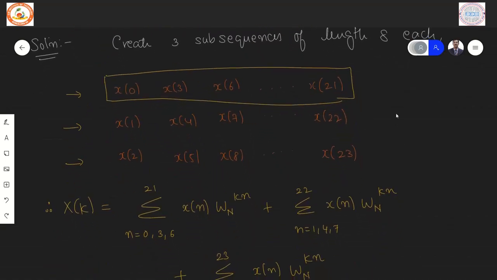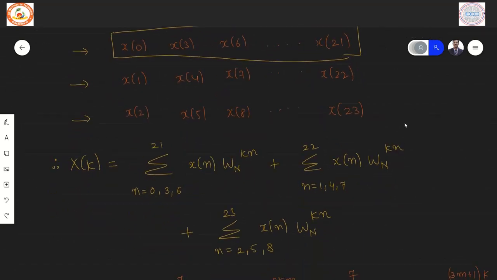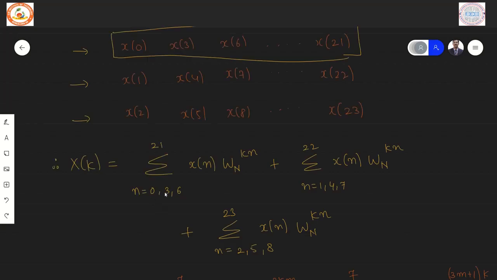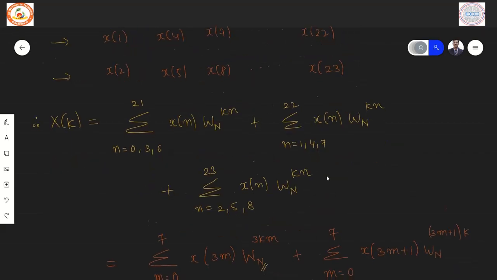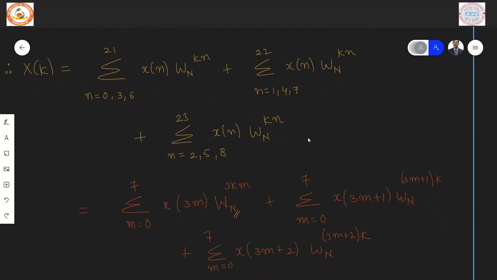Therefore, now we can build an equation for the DFT as follows. X of k is equal to summation. The points here indicate that we are taking selected points, like the numbering for n goes as 0, 3, 6 till the last point 21. Next set, numbering for the n index is 1, 4, 7, last point will be 22. Numbering for n is 2, 5, 8, the last point will be 23. Now let us write it in the form of a proper equation, and that can be written as shown here.